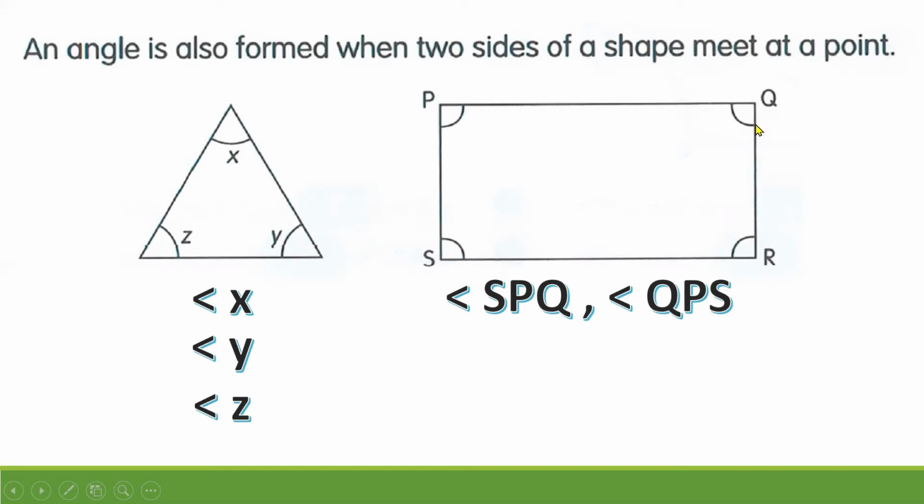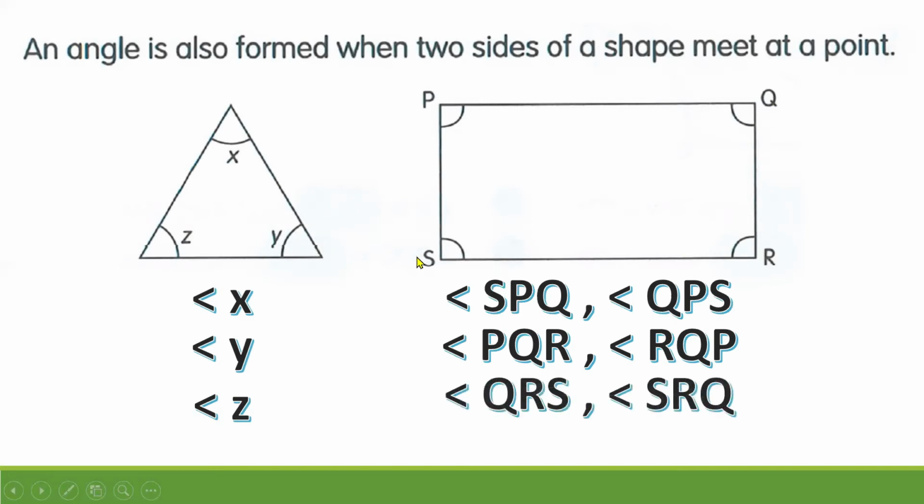Next, let's name this angle. This can be called the angle PQR or angle RQP. Vertex is Q. It should be at the middle. Next, let's name this angle. This is angle QRS or angle SRQ. And the last angle is angle PSR or RSP.